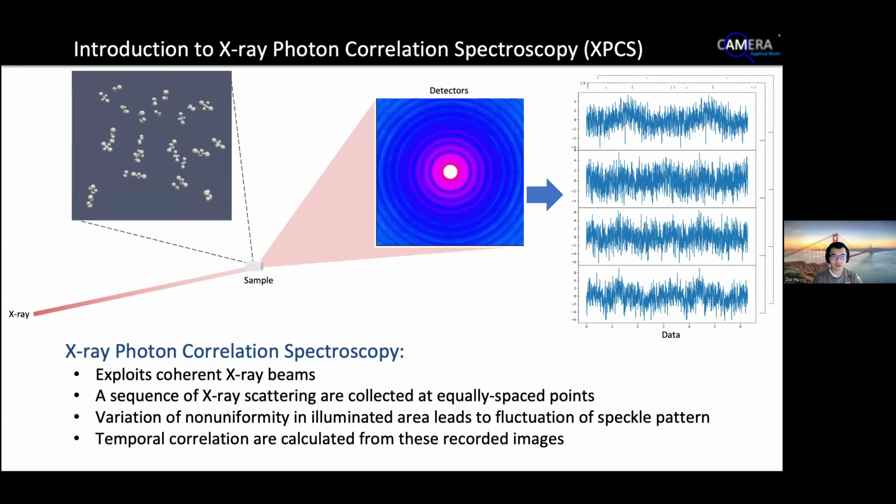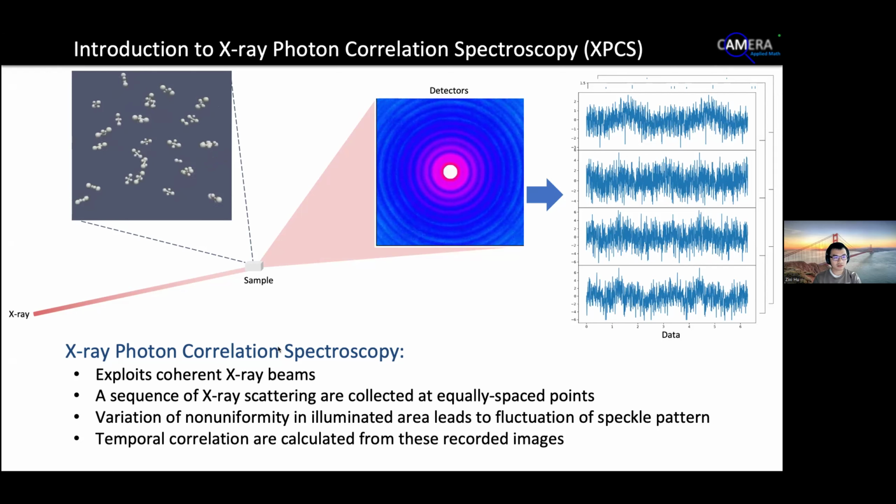X-ray photon correlation spectroscopy, abbreviated XPCS. This technique uses coherent X-ray beams to illuminate the samples to measure the dynamics of various kinds of samples. Fully coherent X-ray beams can enhance its sensitivity to sample structure and sample dynamics, enabling XPCS to probe a broad range of length scale and time scale.